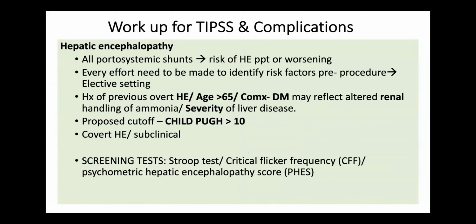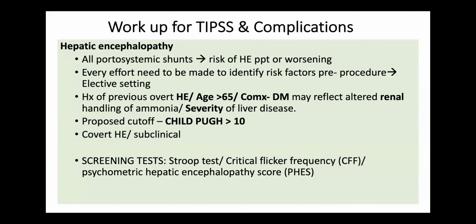So looking at the workup for TIPS, it includes preventing complications. That's important. One of the big complications we worry about is hepatic encephalopathy. All shunts carry the risk of causing, precipitating or worsening hepatic encephalopathy. So every effort must be made to identify any patient at risk of developing this, especially for elective TIPS. In an emergency it's more difficult to assess, but for an elective patient, it's essential.